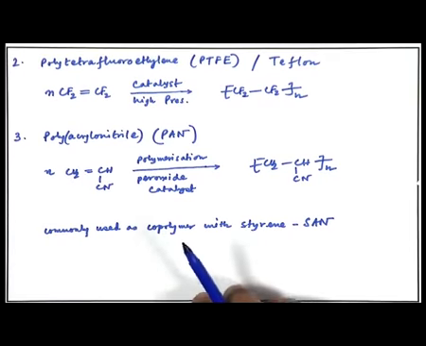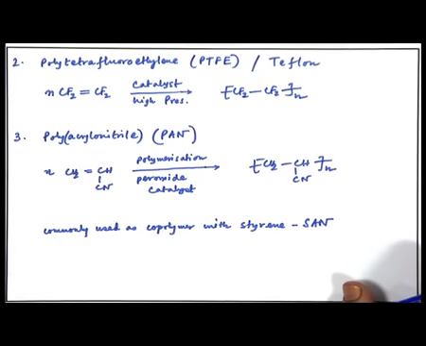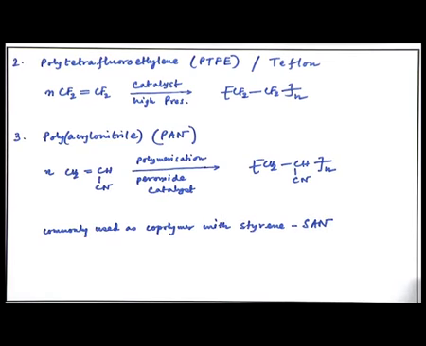The second polymer we discussed was polytetrafluoroethylene. In short, it is written as PTFE, and sometimes it is called Teflon. Basically, the monomer is tetrafluoroethylene, and in the presence of a catalyst at high pressure, it produces polytetrafluoroethylene.